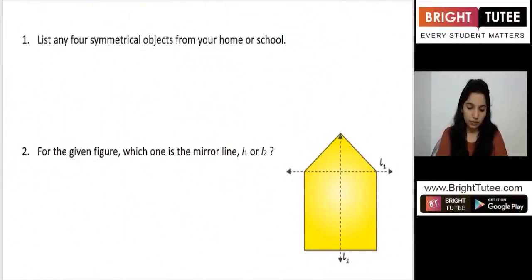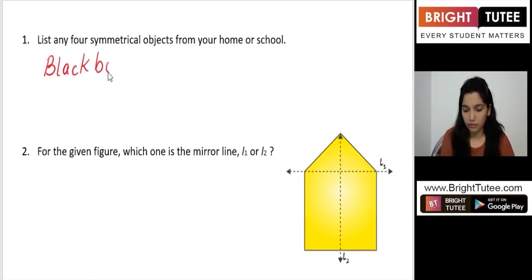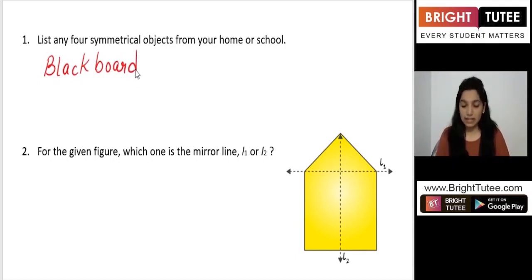Now, let us look at these examples here. Let us do some questions. It says list any 4 symmetrical objects from your house or your school. So let's pick 2 from our school and 2 from our home. In our school, you must have seen the blackboard or the whiteboard, whichever you have. It is obviously a symmetrical figure. It's rectangular in shape, so it's symmetrical.